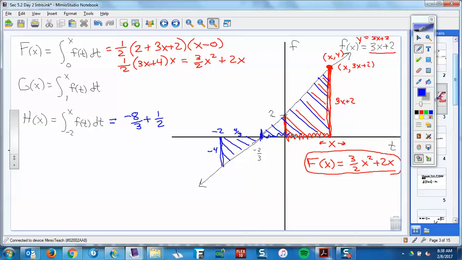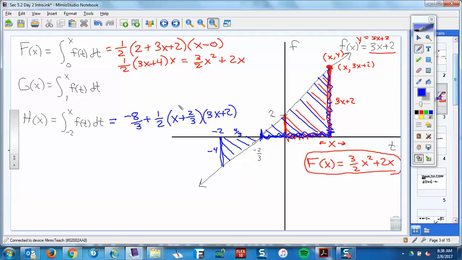Now what's the base of this triangle right here? That would be x plus 2/3, right? Because it'd be x minus a -2/3, right? So it'd be from here to here, that would be just x minus that, x minus -2/3, okay? And then what would be this height right here? Oh, we already said that's 3x plus 2, 3x plus 2, okay?